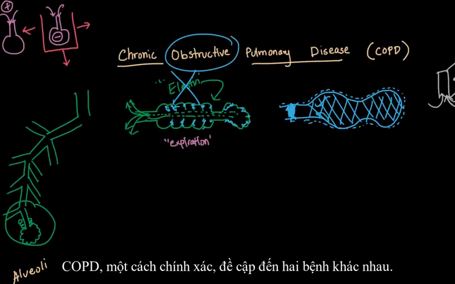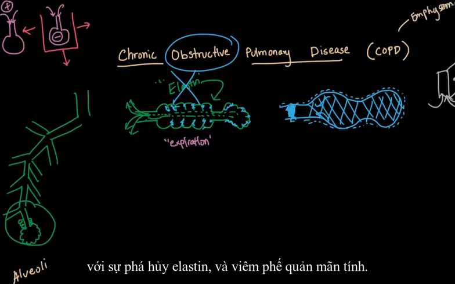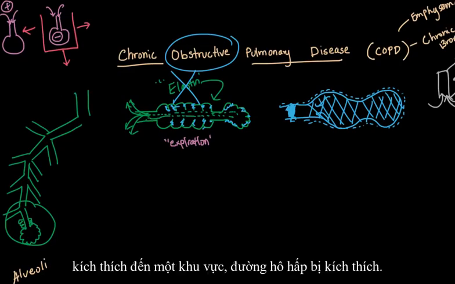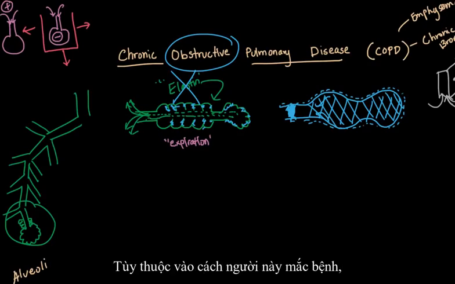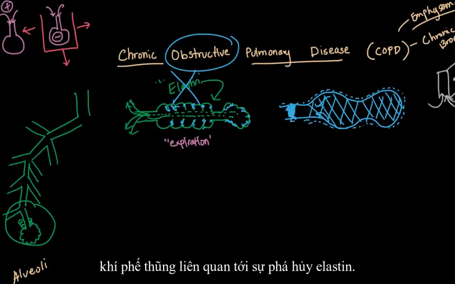Now, COPD technically refers to two different diseases. There's emphysema, which is what we're talking about today, with elastin destruction. And then there's chronic bronchitis. Anything itis just means inflammation or irritation to an area, so the airway is irritated. Now, depending on how this person got the disease, a lot of times these two variations of COPD can exist together in one person. But today we're just talking about emphysema in terms of elastin destruction.